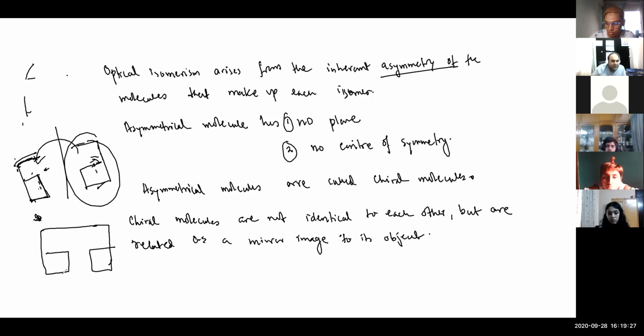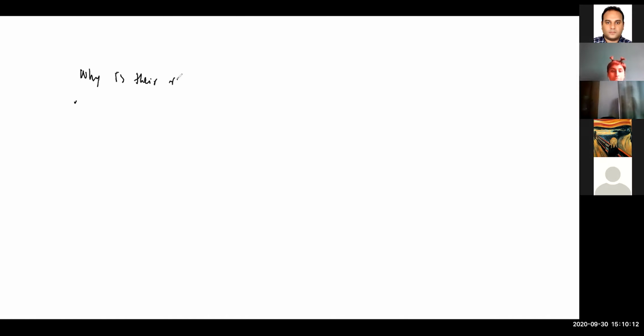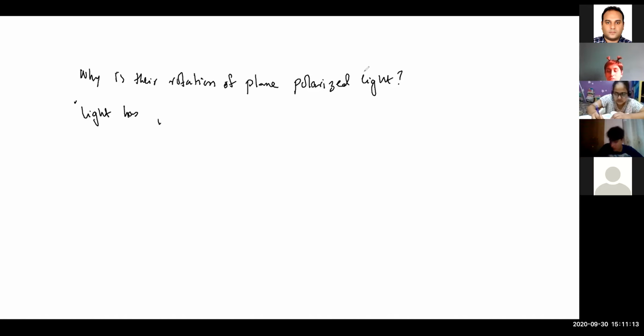So this is known as chiral molecules. These are known as chiral molecules which are non-superimposable. We call them enantiomers, but that is not for today. I'll just make it very simple. There's a big explanation behind it, but for you people I'll just explain it in short.